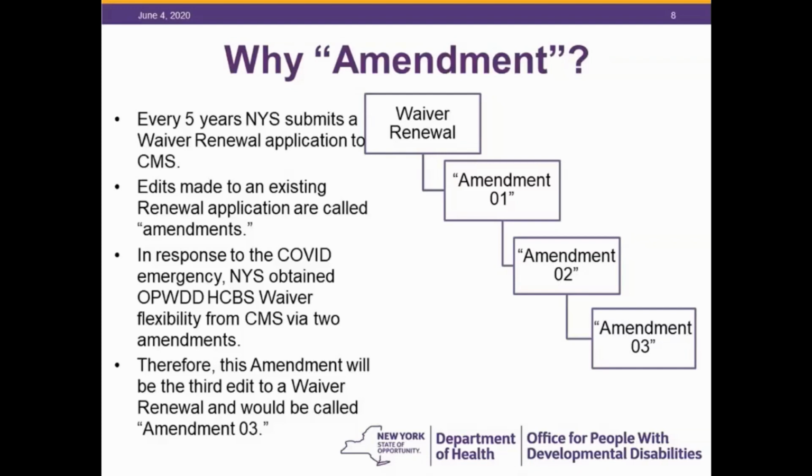So for the changes that we're going to be talking about this evening, that will be considered a third amendment to our waiver renewal that, again, was approved at the end of last calendar year. So that is how we get to Waiver Amendment 03. And again, the why of the amendment is because we are proposing to make some changes to the original agreement. Remember, the waiver is an agreement with our federal partners. So that is the why of the amendment.